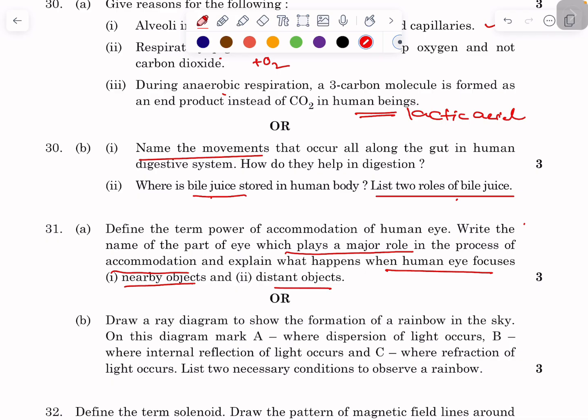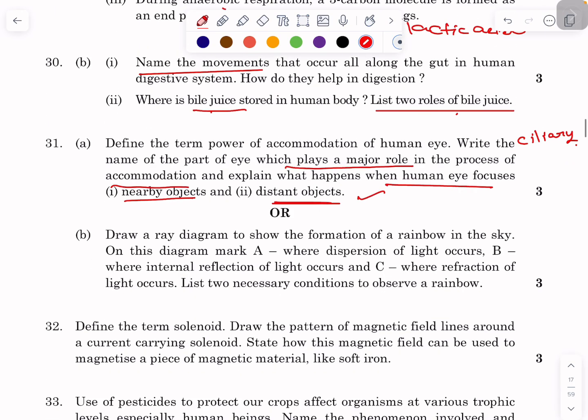Write the name of the part of the eye which plays a major role. That part is the ciliary muscles. Because of ciliary muscles, it can adjust its accommodation. Explain what happens when the human eye focuses on nearby objects. While focusing on nearby objects, ciliary muscles contract, the eye lens becomes thick, and its focal length decreases. While focusing on distant objects, ciliary muscles relax, the eye lens becomes thin, and its focal length increases. So this answer you have to write.